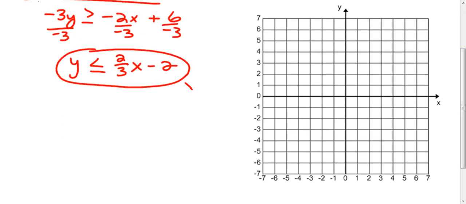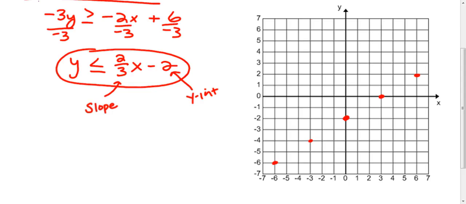We can see that the y-intercept is negative 2. So it's going to cross the y-axis at negative 2, and that the slope is 2/3, so it's positive. And from that y-intercept dot, if my slope is positive 2/3, remember slope is rise over run, so I will go up 2 and right 3, or I could go down 2 and left 3. Okay, and then I need to connect those dots.